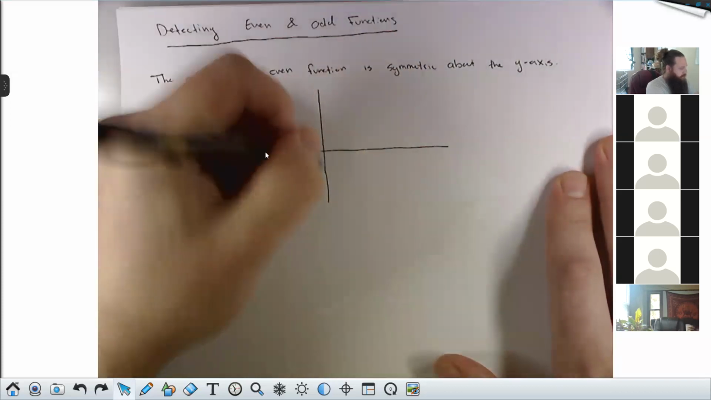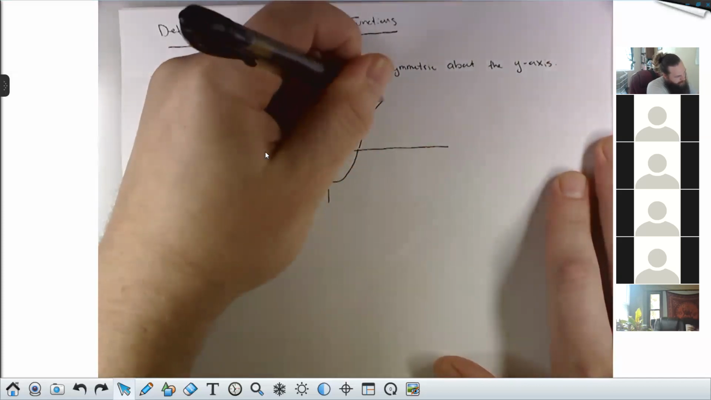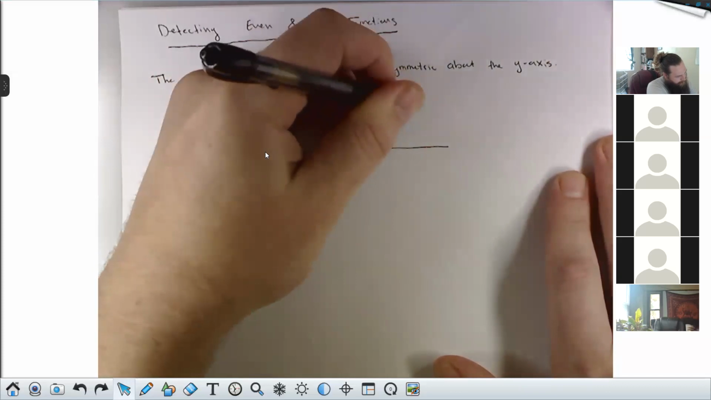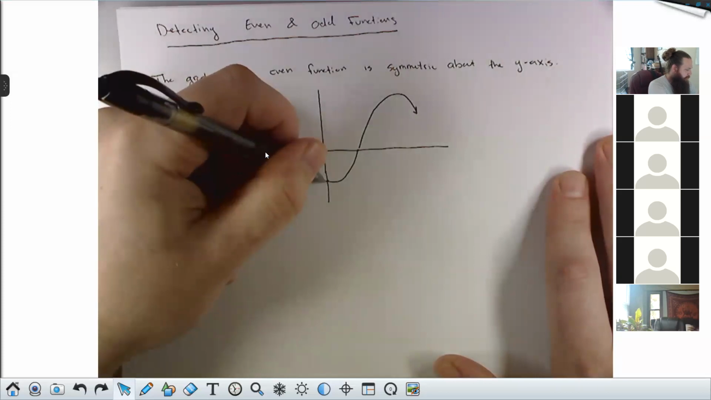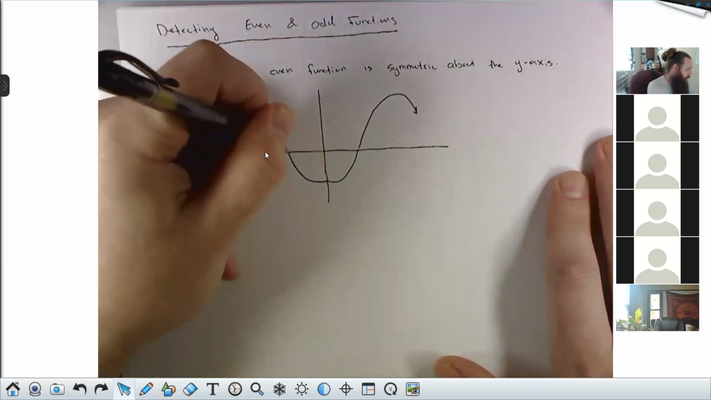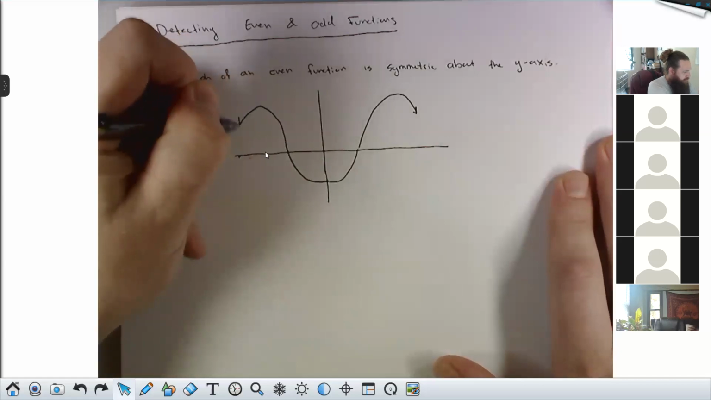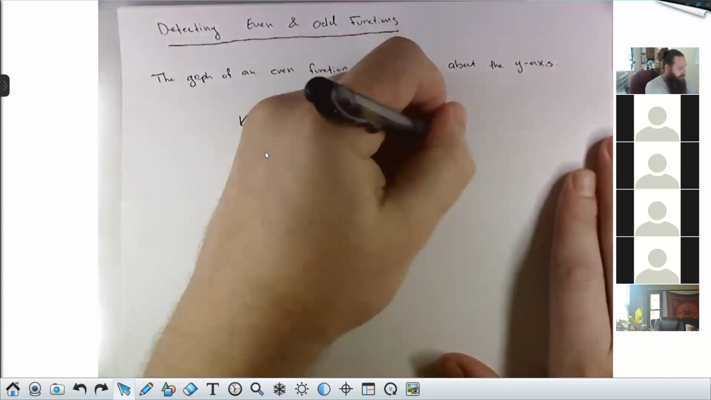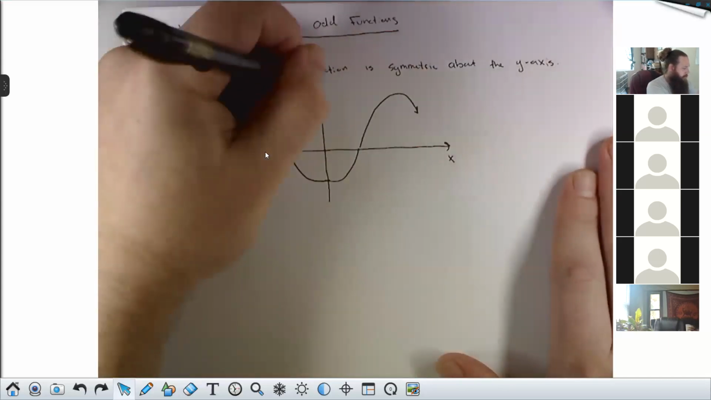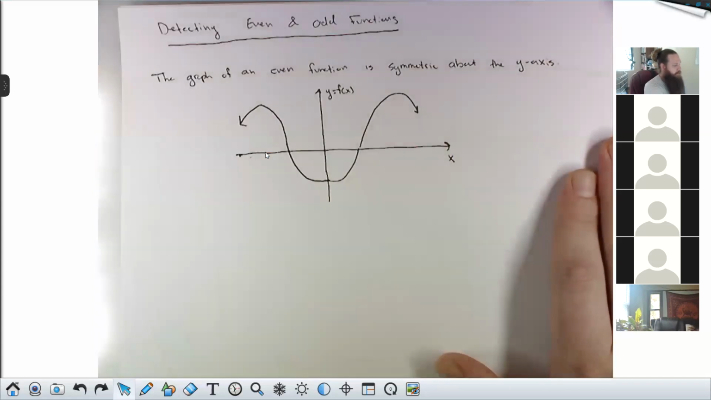So if I have a function that does something like this over here, and does that exact same thing over here, a graph that is symmetric about the y-axis, that is the graph of an even function.